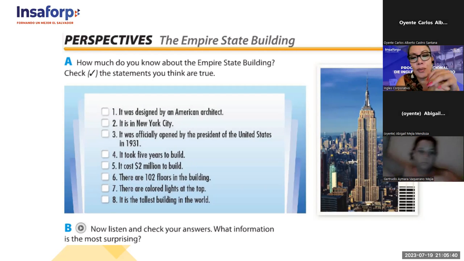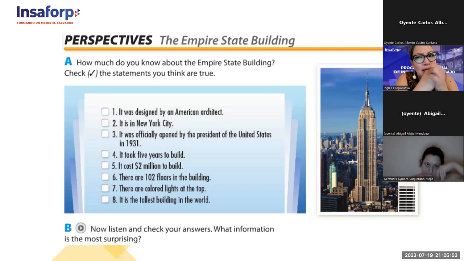It was officially opened by the President of the United States in 1931. Do you know? Is it a true sentence? We don't know. It took 5 years to build. It cost 2 million to build. There are 102 floors in the building. There are colored lights at the top. It is the tallest building in the world.